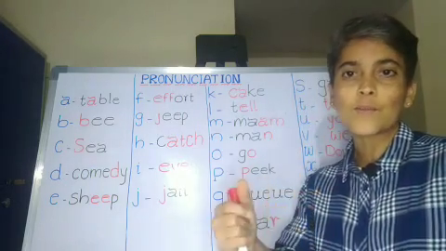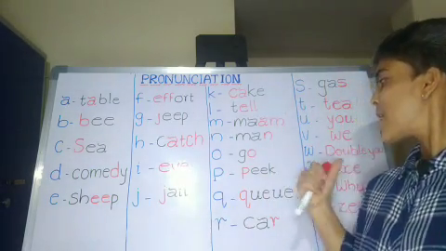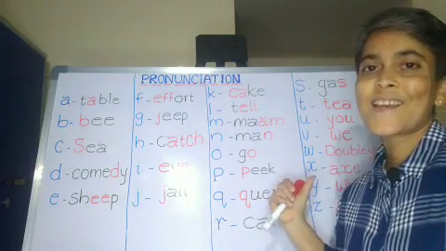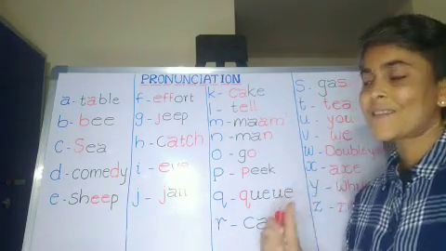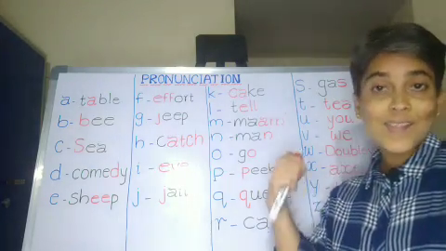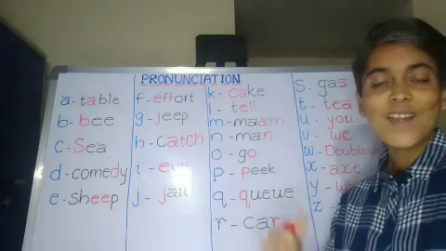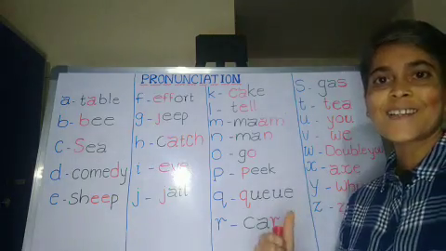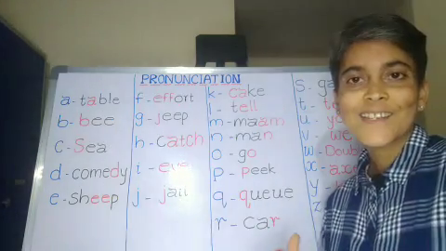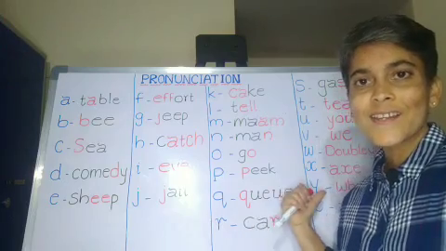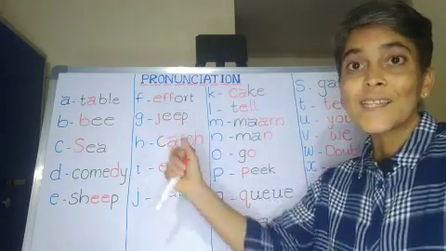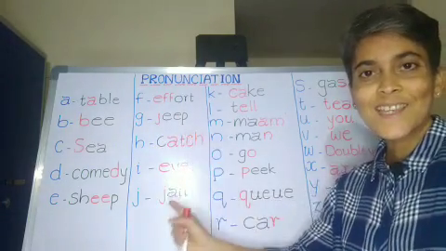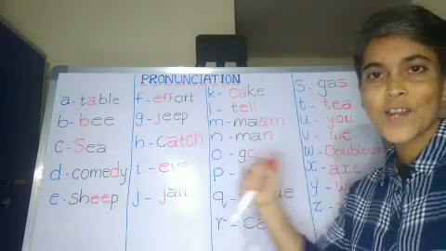W, not W. W. X as in X. Y as in white. Z as in jet. Z. G. J. Z. Find out the difference.